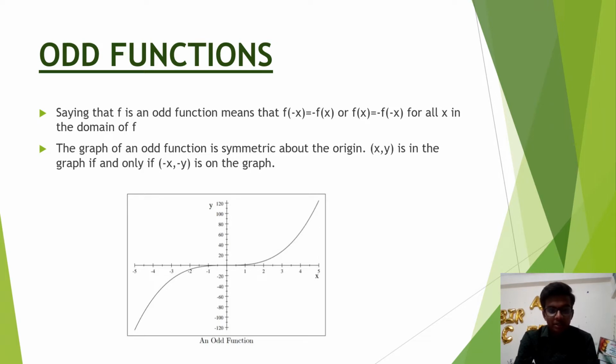x comma y is in the graph if and only if minus x comma minus y is on the graph. For example, f of x equal to x cube is odd. That is, the function on one side of the x-axis is sign inverted with respect to the other side, or graphically symmetric about the origin.